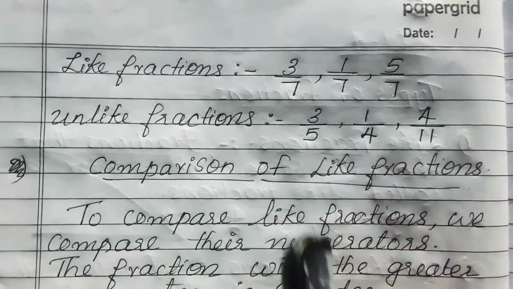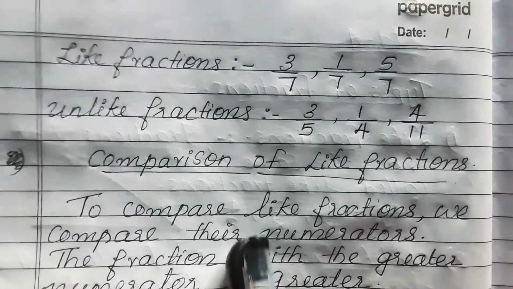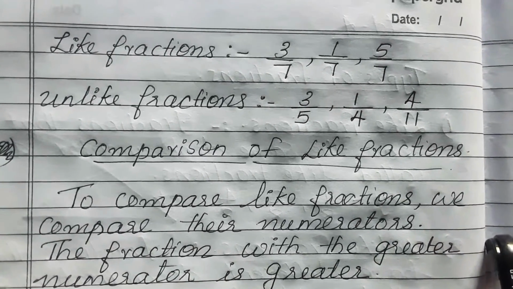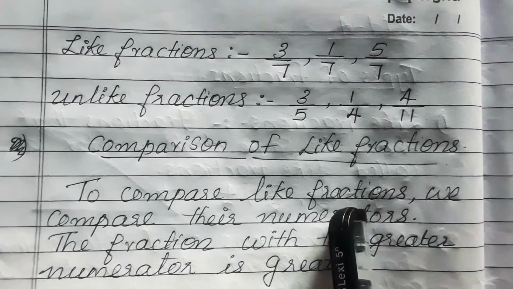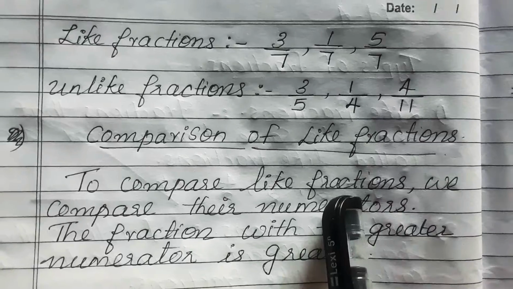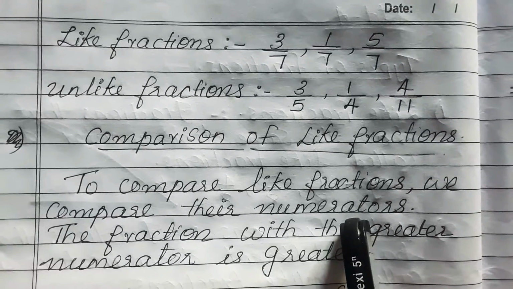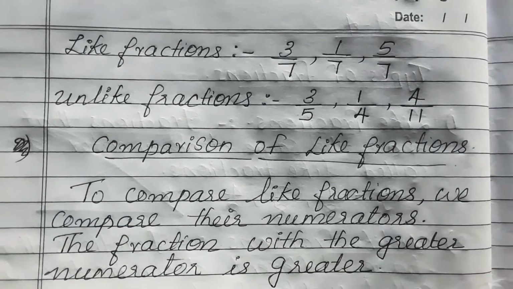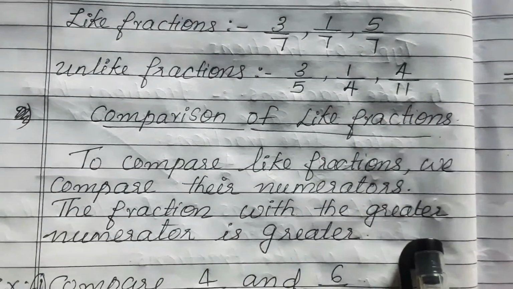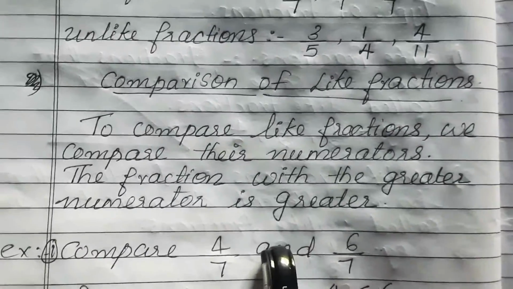Now we are moving to the next topic, that is comparison of like fractions. It is very simple. To compare like fractions, which are fractions having the same denominator, we compare their numerators only. Numerators means the number above the line, isn't it? The fraction with the greater numerator is greater.